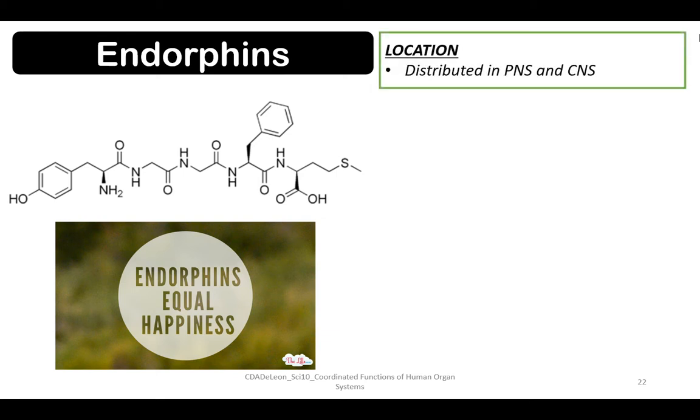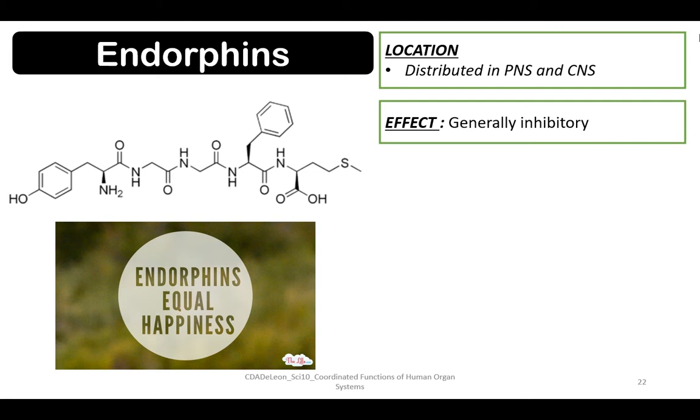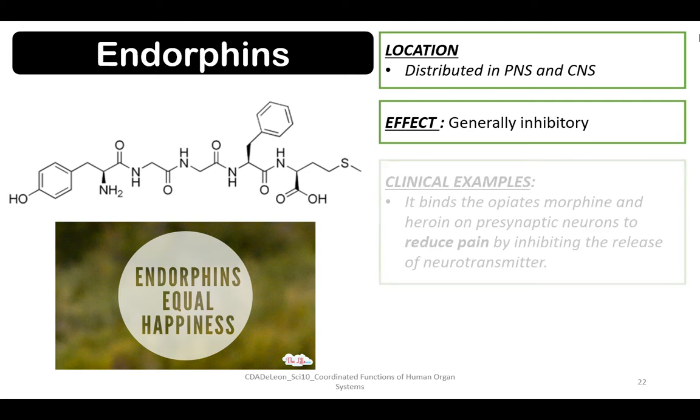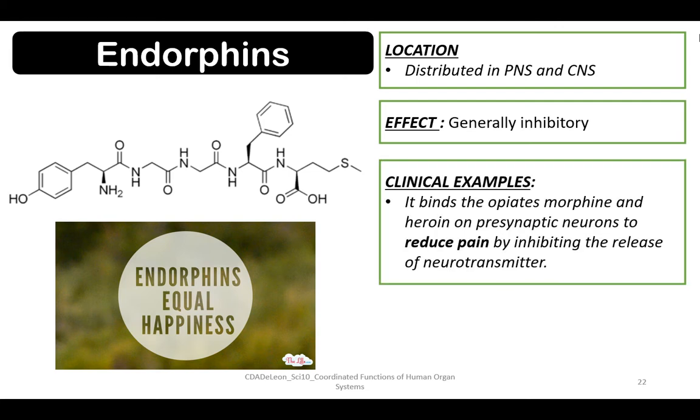Endorphins are distributed in the PNS and CNS. The effect is generally inhibitory. It binds the opiates, morphine, and heroin on presynaptic neurons to reduce pain by inhibiting the release of neurotransmitter. So when you say endorphins, it equals happiness.